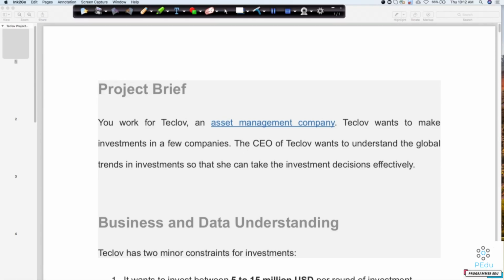Interesting project which is related to investment requirement by a company. I have given a random name to it called Teclov, which is our own company name. But this is going to give you a good learning from the perspective of whatever you have done till now in terms of your data analysis.